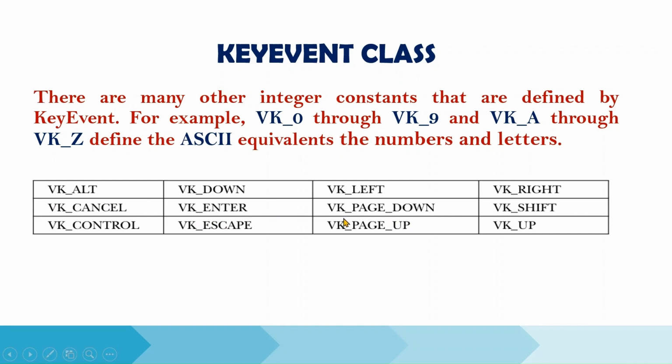For the page down key we have VK_PAGE_DOWN. For the shift key, VK_SHIFT. For the control key, VK_CONTROL. For the escape key, VK_ESCAPE. For page up we have VK_PAGE_UP, and for up we have VK_UP. Now these are all the predefined constants. So all the keys can be recognized inside the program by using these constants, which are nothing but virtual keys.